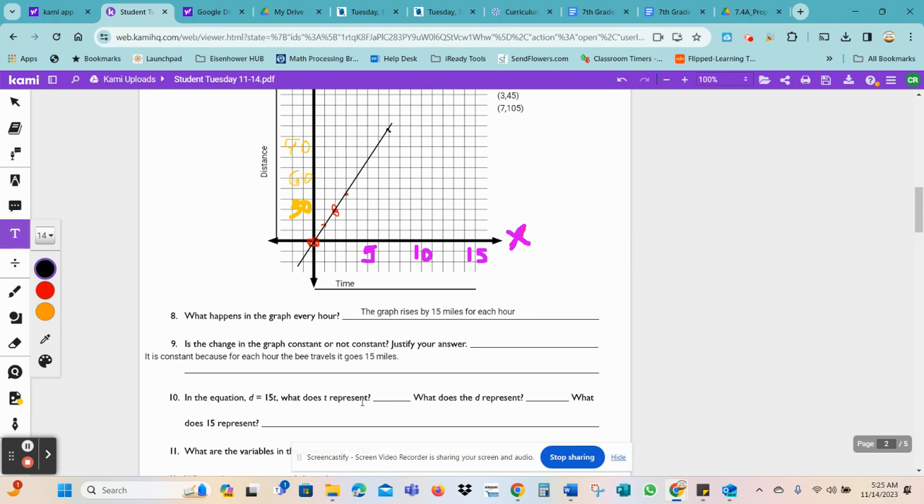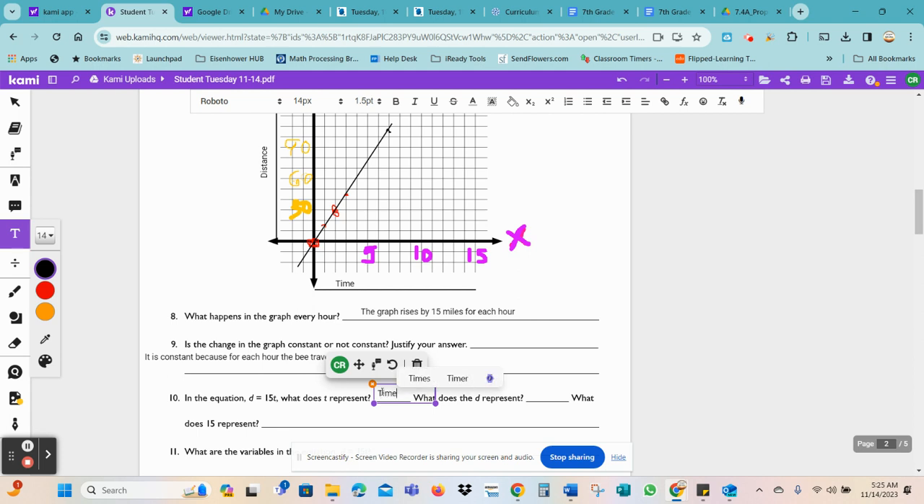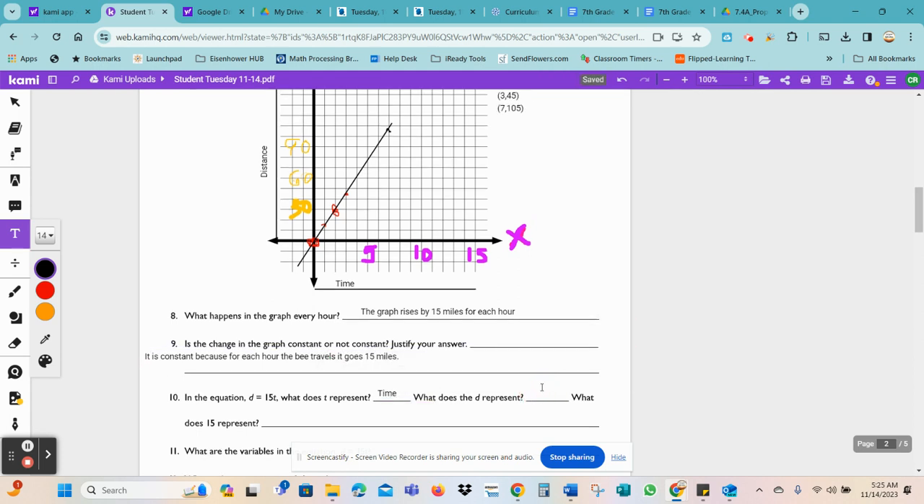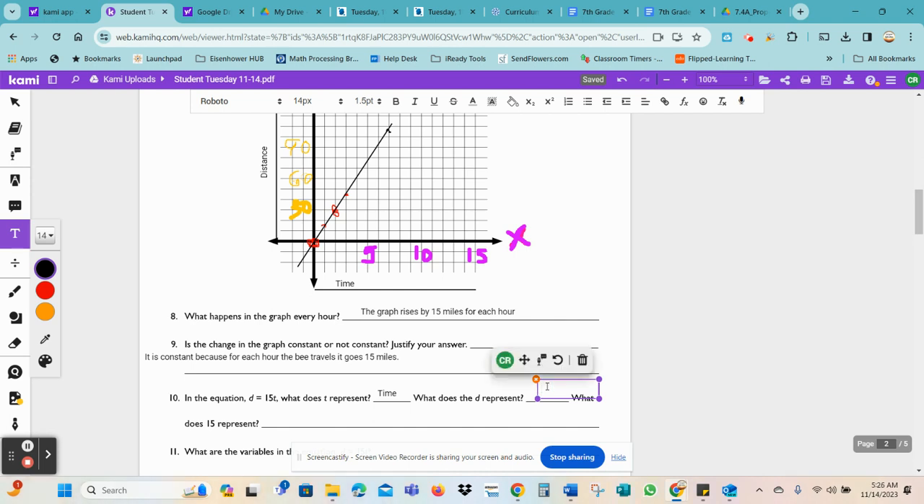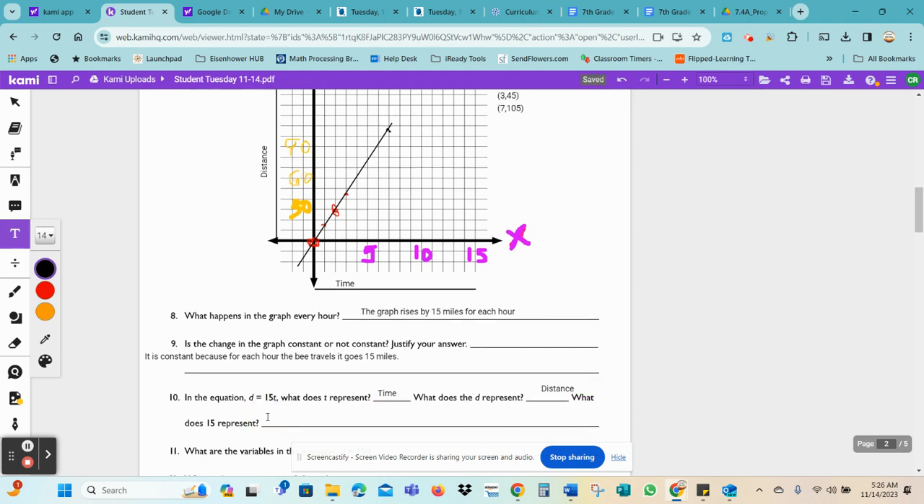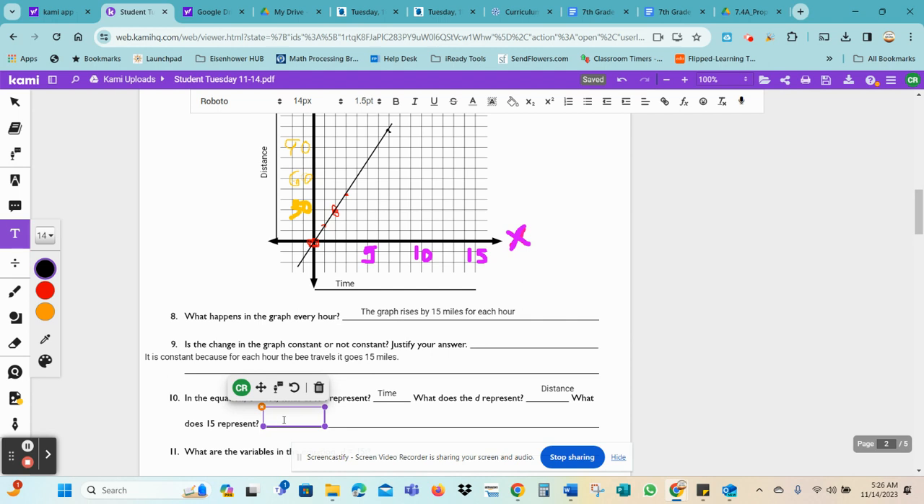What does T represent? Very good. Remember we said that T was time. What does the D represent? Excellent. D for distance. Good job. And what does the 15 represent in our equation? Right, it's the amount of miles it travels per hour. It's per hour, right? It's the number of miles it travels per hour.